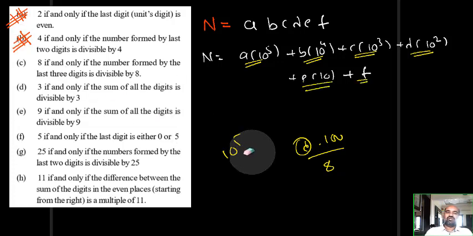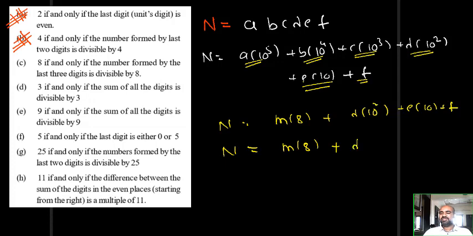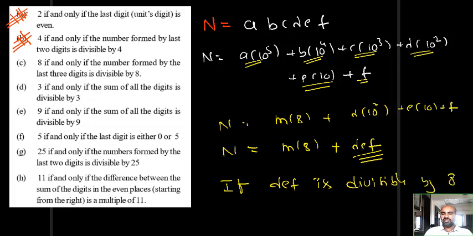Okay. Now what can I write? N I can write as a multiple of 8 plus D into 10 square plus E into 10 plus F. Or in other words, I can write N is a multiple of 8 plus the 3-digit number DEF. If DEF is divisible by 8, total number is divisible by 8. If DEF is divisible by 8, then N is divisible by 8.